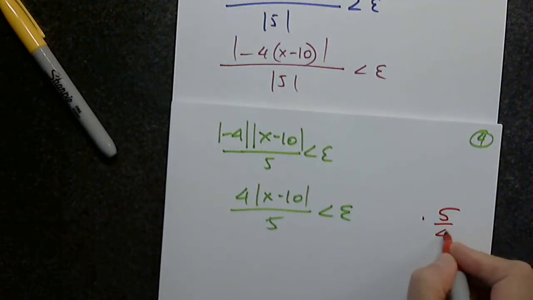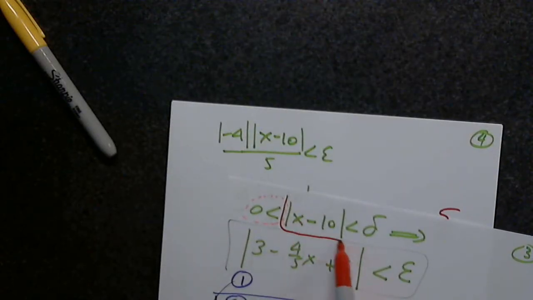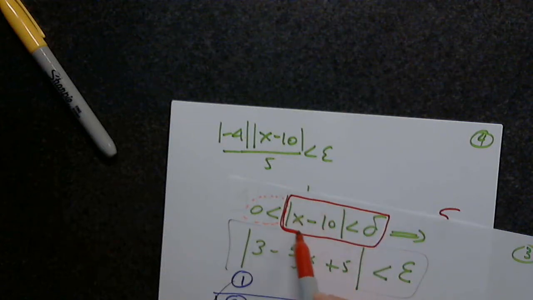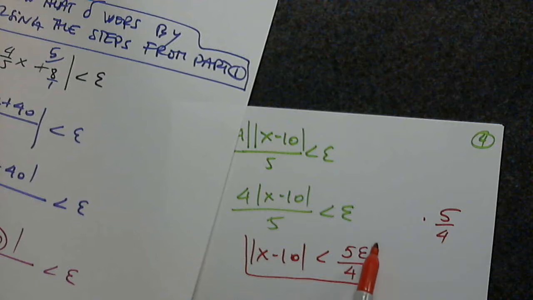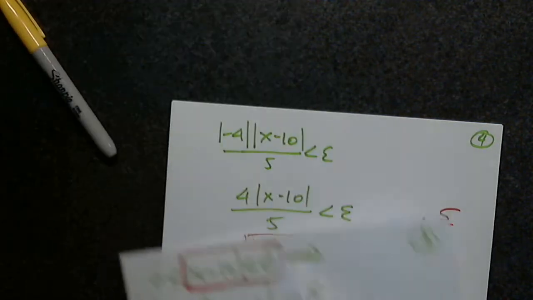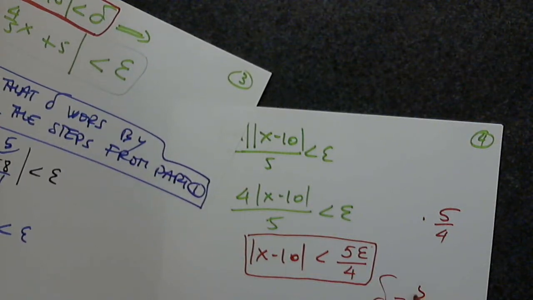Multiply both sides by 5/4. So the absolute value of x minus 10 is less than 5 epsilon over 4. Now please connect the dots. Compare this to this, and tell me what is delta. Exactly. Therefore, delta must be 5 epsilon over 4.